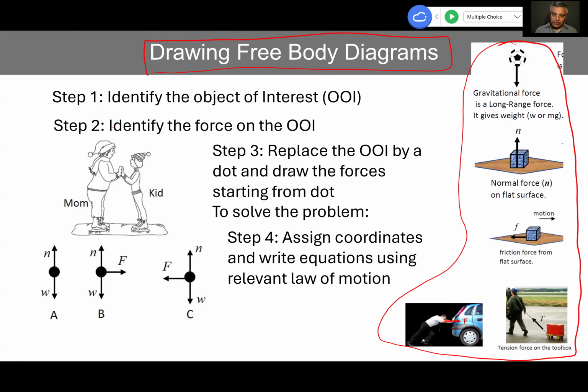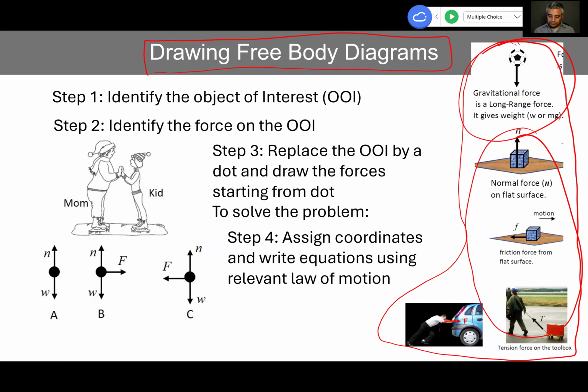And how do you identify forces acting on the object of interest? If it is near the earth's surface, it doesn't have to be touching the earth. Even when it is up here, the gravitational force is acting, and gravitational force always acts vertically down. You need to keep that in mind. That is the long range force. All other forces act on the object due to contact. So it's something touching, something pulling or pushing at the moment.